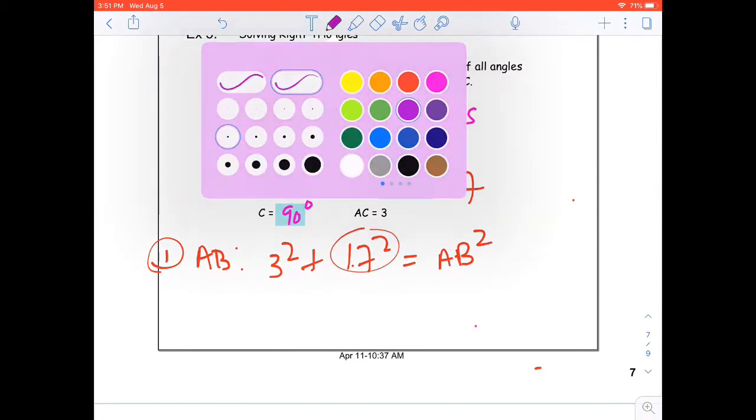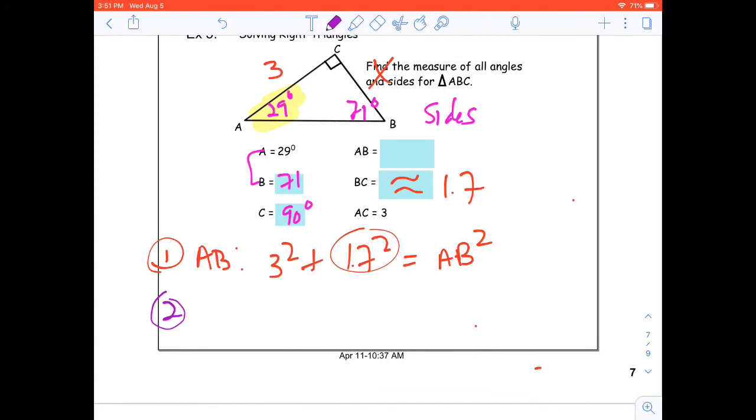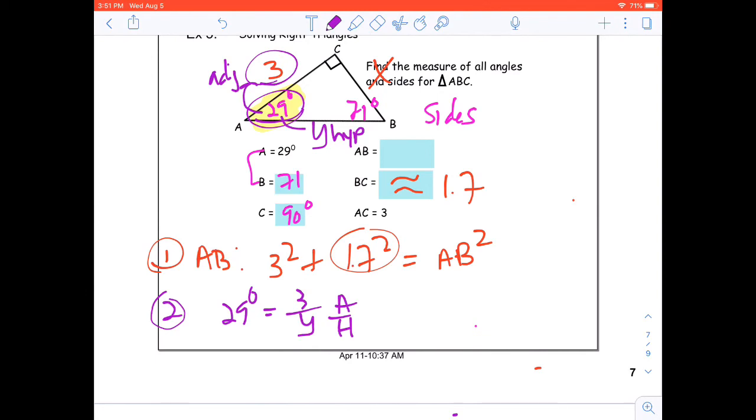So to get a little bit more accuracy, I'm going to go ahead and make another trig equation. I'm going to use the information that was given in the problem. Friends, you can choose 71 degrees. You could choose 1.7. But I'm going to just stick with 29 and 3, and now I'm going to find AB. So 29 in relationship to y, that's the hypotenuse. 3 in relationship to 29 is the adjacent. So if you have an adjacent over hypotenuse, remember our template, we have 29 degrees equals 3 over y, that is going to be a cosine.